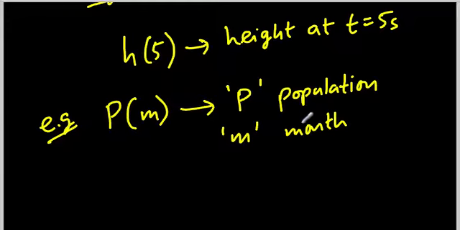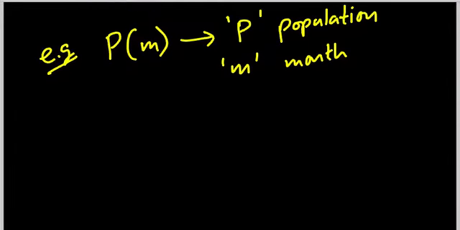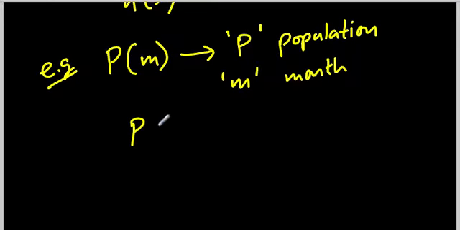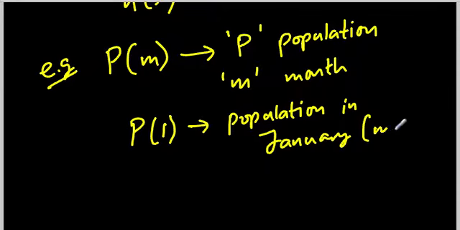So for example, well, I'll give you an example right now. So say for example, I have p of 1, okay? And what this means is what is the population in January. Why January? Well, because January is the first month. So where 1 corresponds to January. So what this means, p of 1 gives you the population in January.